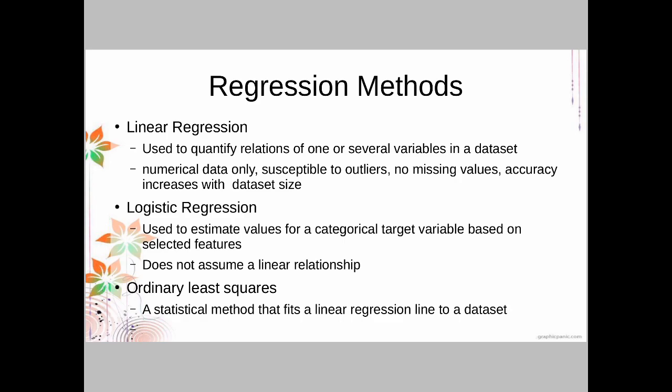And then we have logistic regression. This one is used to estimate values of categorical data. Linear versus logistic: linear regression is for numerical data, logistic is for categorical data, a categorical target variable based on selected features. It does not really assume a linear relationship. And then we have ordinary least squares. It's a statistical method that fits a linear regression line to your dataset.